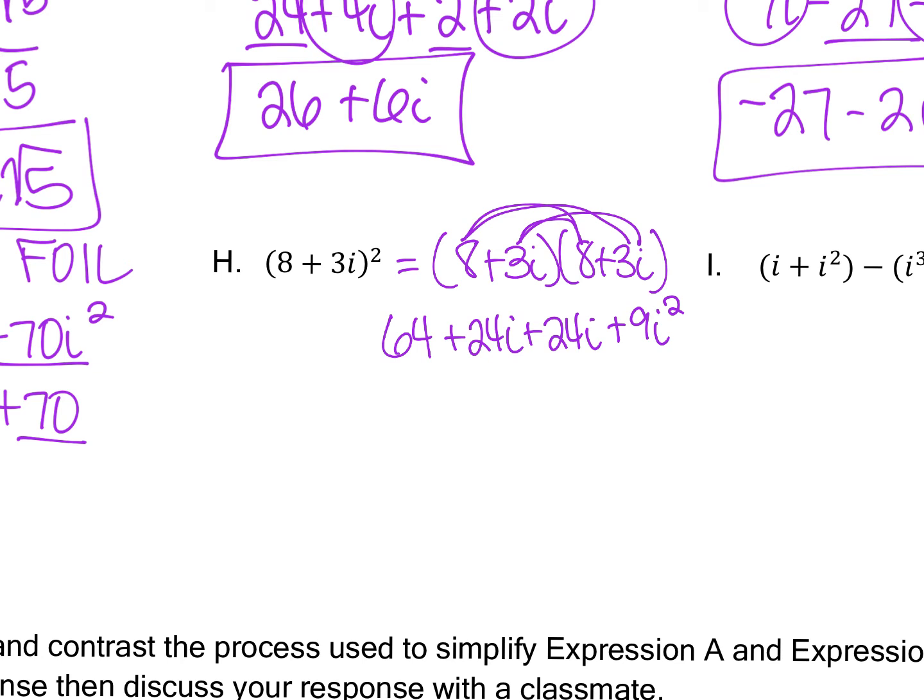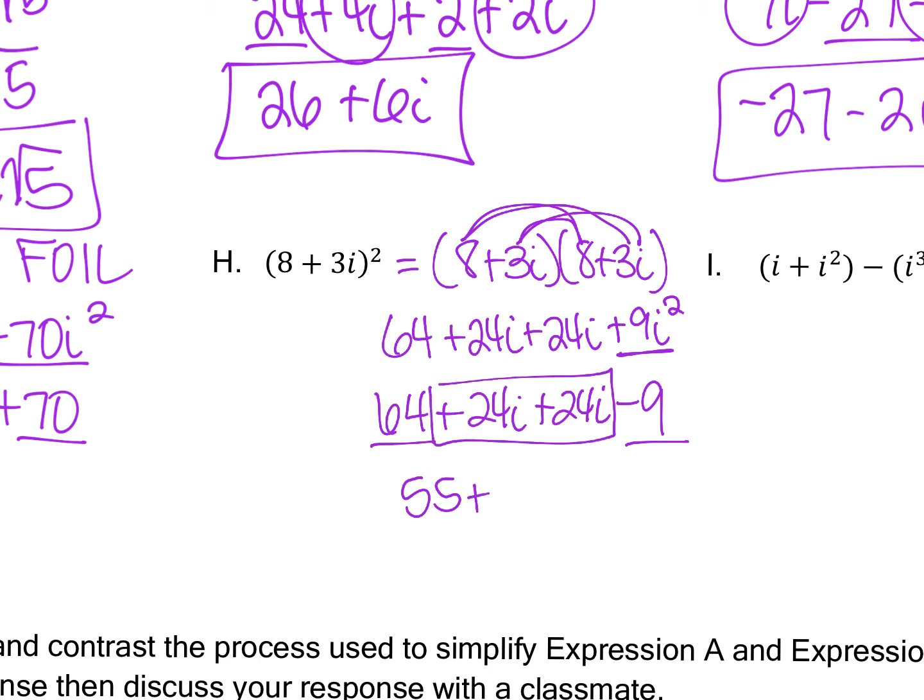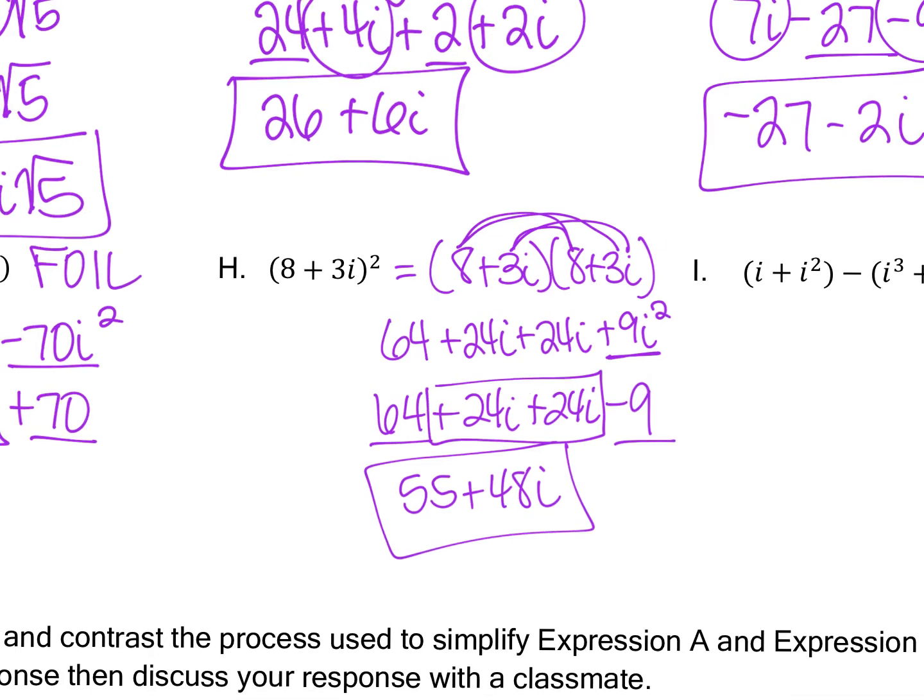Okay, so remember, anytime you have an i squared in your answer, you need to replace it with negative 1. So 9 times a negative 1 would give me a negative 9 there. So now I'm going to combine my real parts. So that would be 55. And then combining your imaginary parts in the middle, that would be 48i. So don't forget, when you square a binomial, that you must use FOIL. So make sure that you're doing that.